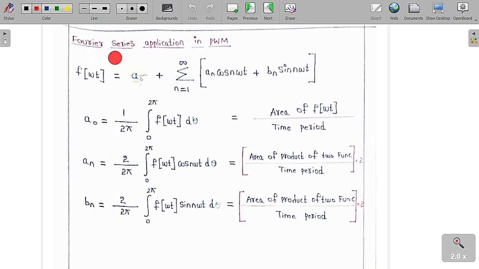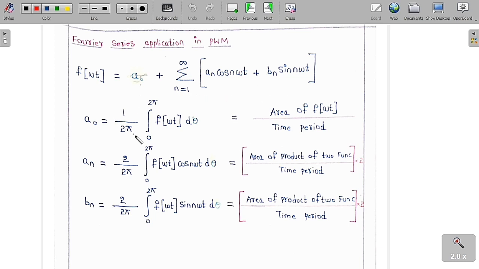So now we are going to study the Fourier series application in pulse width modulation. See, any periodic signal we can write in terms of sine and cosine. So f of theta is equal to a naught plus sigma n is equal to 1 to infinity a n cos n theta plus b n sin n theta.